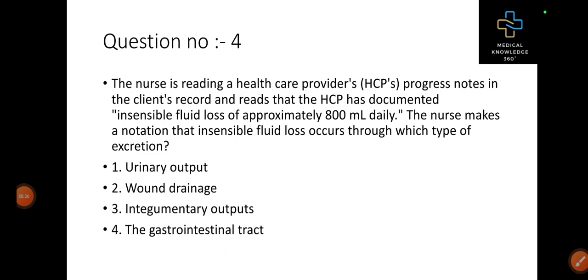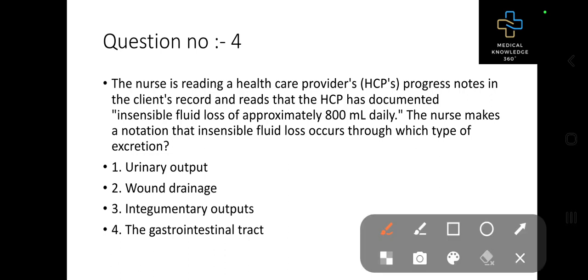So, when we talk about insensible fluid loss, the literal meaning is that the loss occurs without the person's awareness. Insensible losses occur daily through the skin and through the lungs. Sensible losses are those the person is aware of, such as through urination, wound drainage, and gastrointestinal tract losses. So, the right answer for this question is integumentary output.